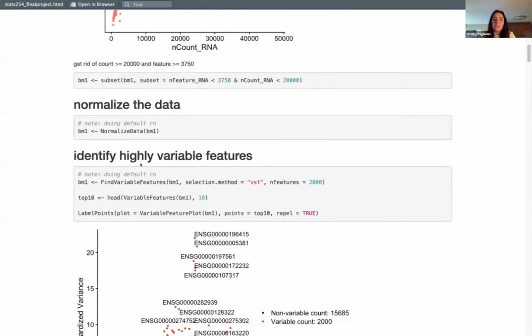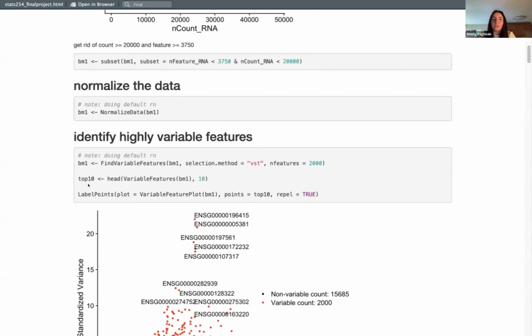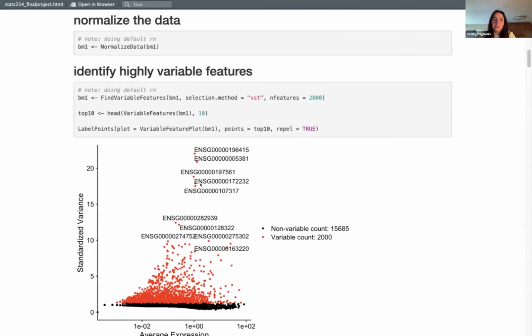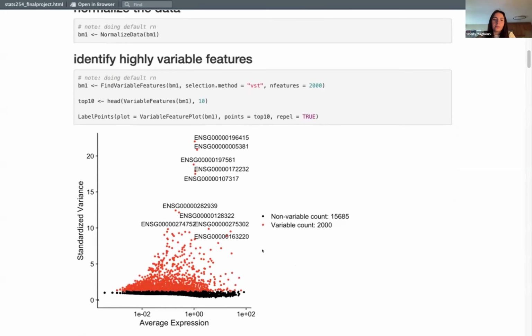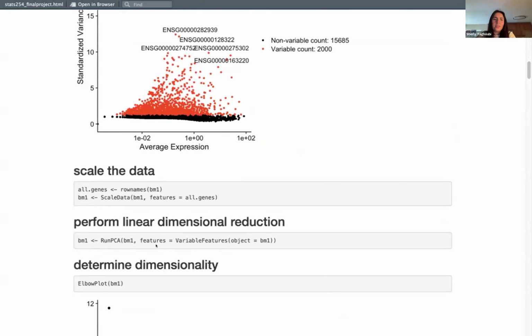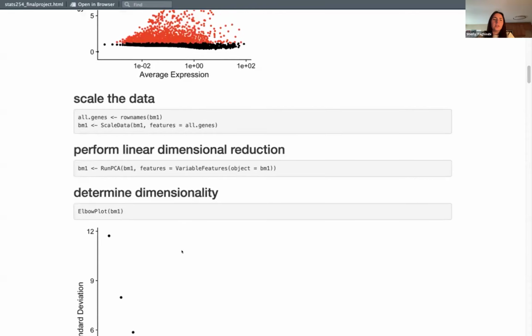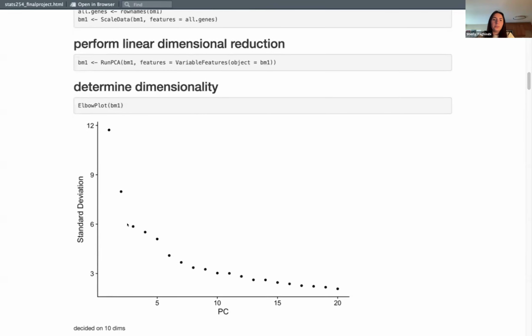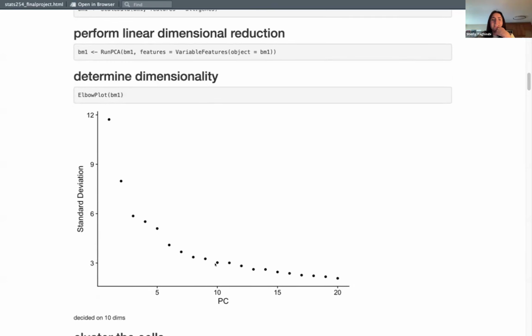I decided to identify the variable features, took the top 10, which we can see here, scaled the data, and then I performed PCA and used an elbow plot to see how many dimensions to use. And I think I'd settled on 10 because I know it drops off here, but I figured this is where most of the curve was.